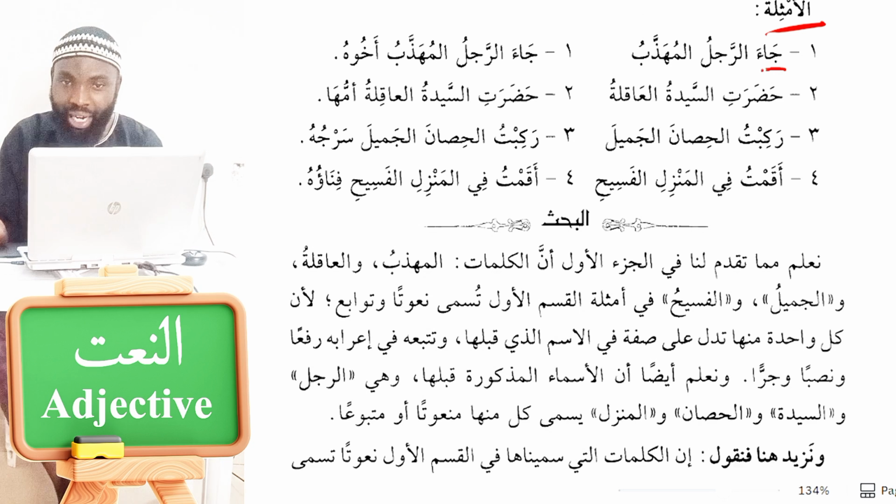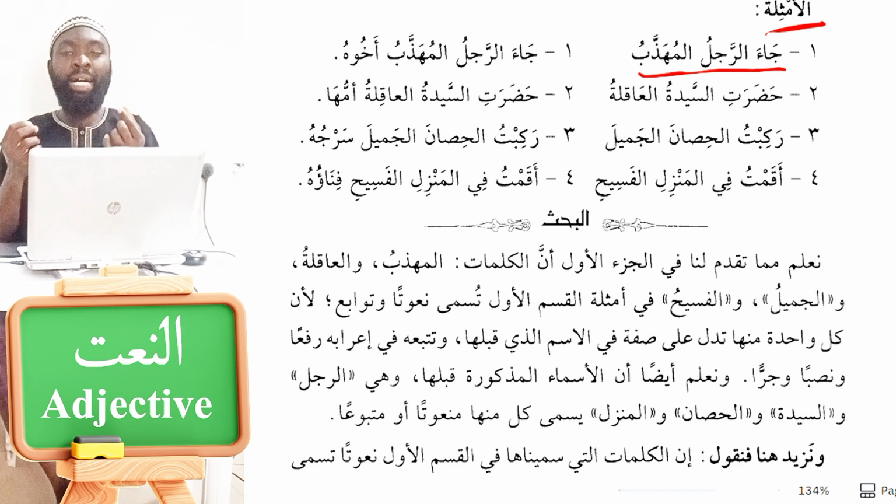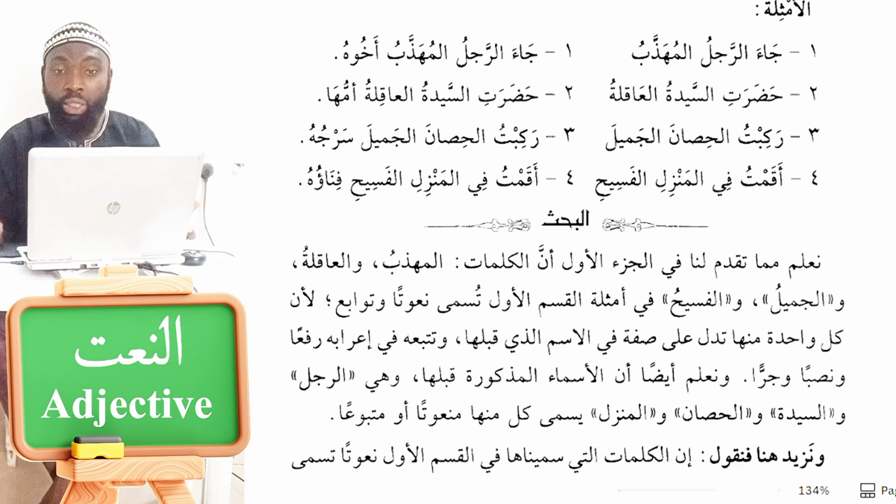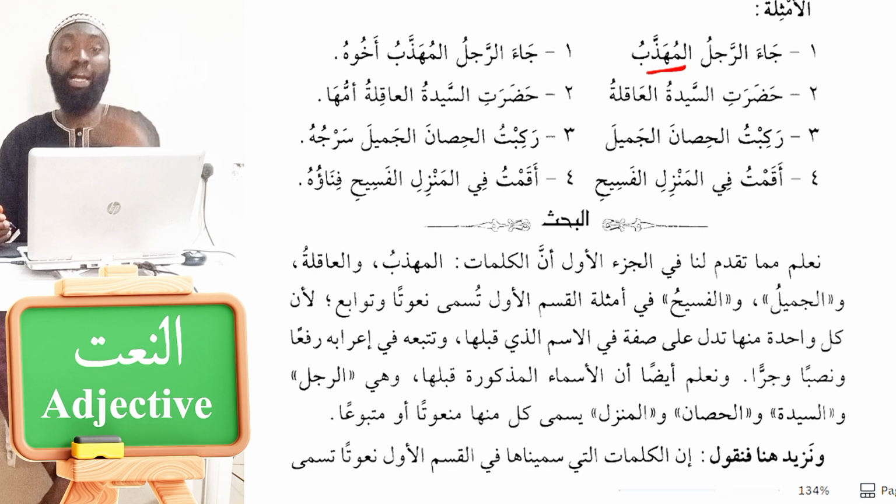In the first section we have ja'a ar-rajulul muhadhabu. The well-mannered, the well-cultured man came. Al-muhadhabu here, well-cultured man. No doubt the word al-muhadhabu is the adjective because it is qualifying the man. The man came, which man? Al-muhadhabu, the well-cultured, the morally upright man.